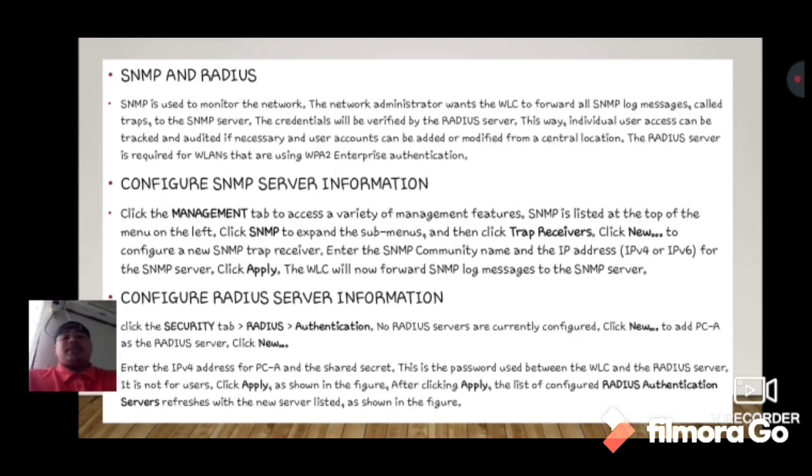Configure RADIUS server information. Click the Security tab, then RADIUS, then Authentication. No RADIUS servers are currently configured. Click New to add PCA as the RADIUS server. Enter the IPv4 address for PCA and the shared secret. This is the password used between the WLC and the RADIUS server. It is not for users. Click Apply. After clicking Apply, the RADIUS Authentication Servers list refreshes with the new server listed.